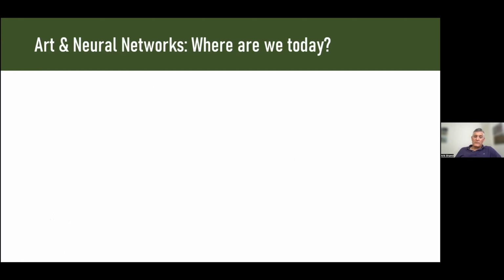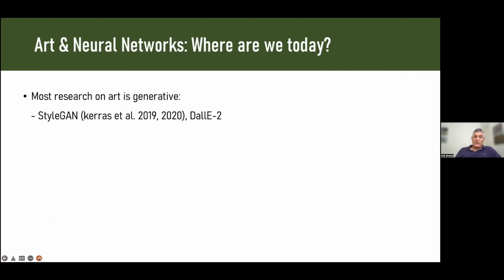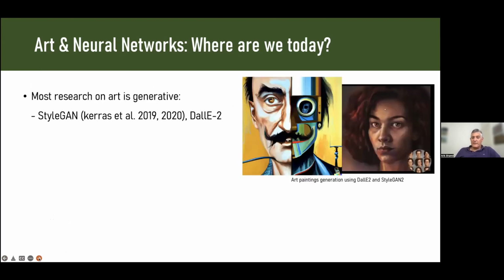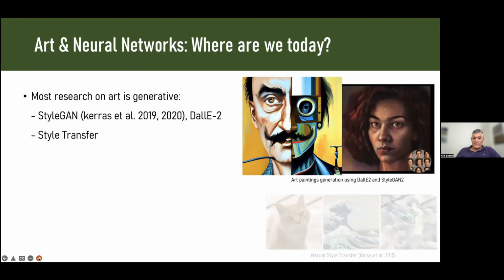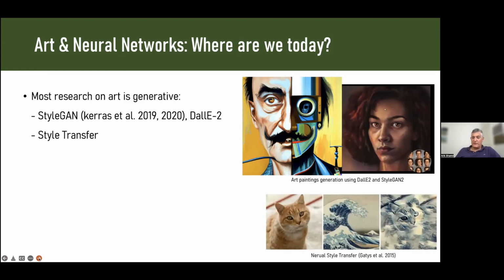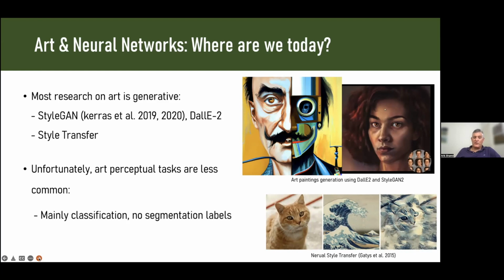Now, of course, there are many works today that use neural networks for art, and most of them are generative. All of you have probably heard about StyleGAN and DALL-E that create amazing pictures and photographs. There is also a lot of work on style transfer, where you can take a photograph and convert it to a specific style based on some images. But unfortunately, when you look at perceptual tasks like segmentation or detection, there's no real work up till today. So we were trying to tackle exactly this problem of segmenting artistic images.